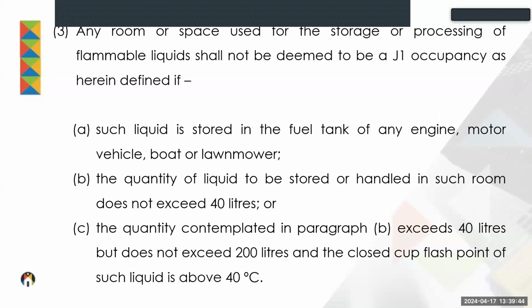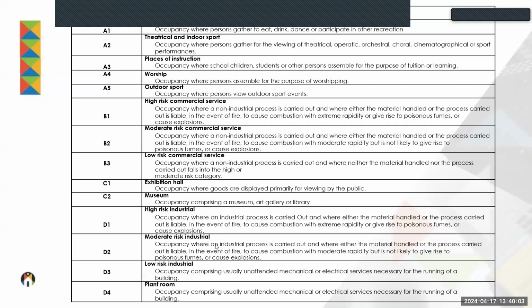Specific requirements for J1 occupancies are indicated there. I'm not going to go into detail. It's there for us to read, but when you deal with that, make sure that you deal with it on the building plans as well, and that you communicate the requirements as needed to the local authority and to the construction team.